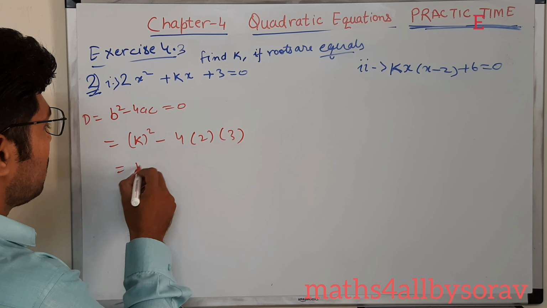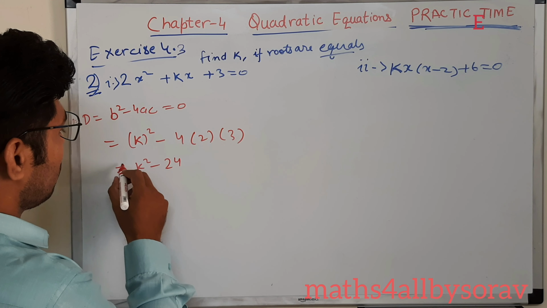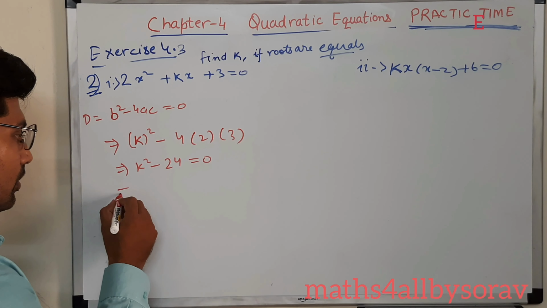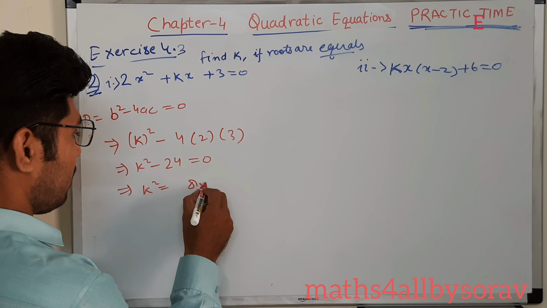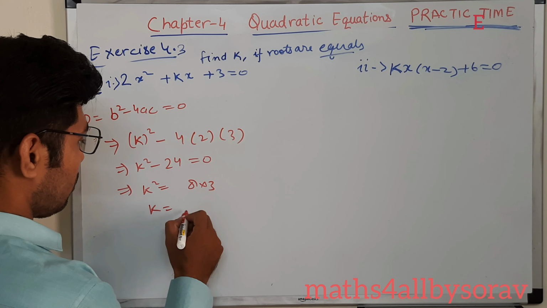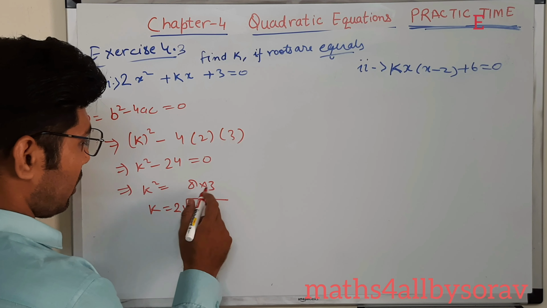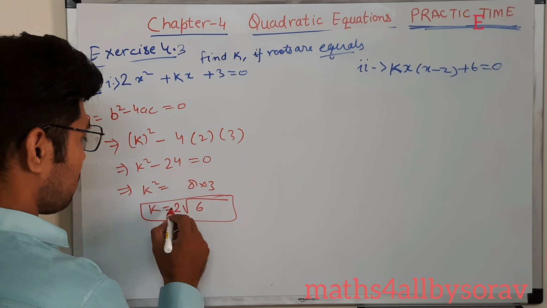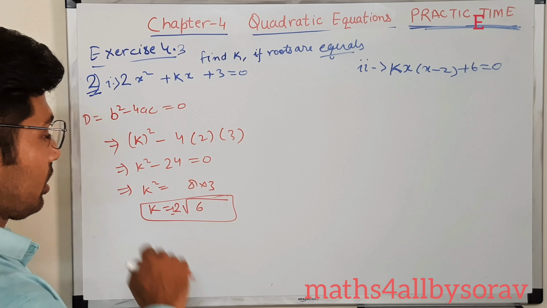This will be k square minus 24 is equal to 0. We will solve it further. You will get k square is equal to 8 into 3, 24. You will get k is equal to root of 24, which is 2 root 6. So the k value is plus minus this. K will be plus minus 2 root 6.